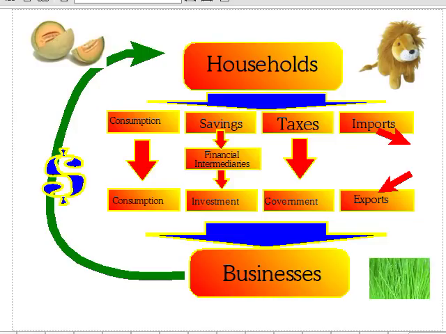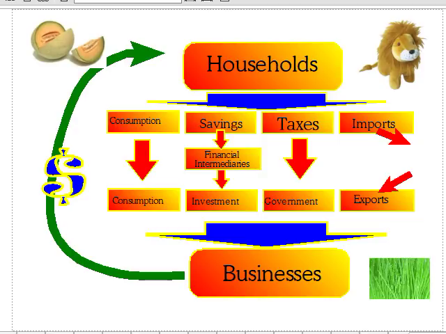So here's again our picture of the flow with the lions and the cantaloupes and the grass. And you see consumption, savings, taxes, imports, exports, government spending, investment, and consumption. The flow as it goes around from households to businesses, back to the resource owners, back to the households to the businesses, and around.